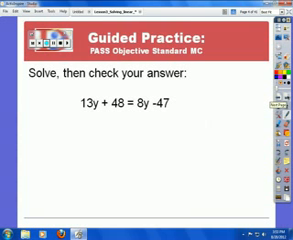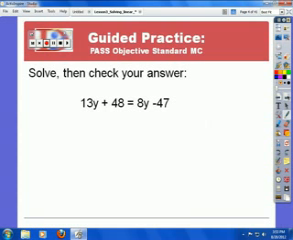13y plus 48 equals 8y minus 47. I have a variable term of 13y on the left side and a variable term of 8y on the right side. The first thing I like to do is to get all of my variables on one side. And if I can, I like that side to be the left side, but it doesn't really matter.